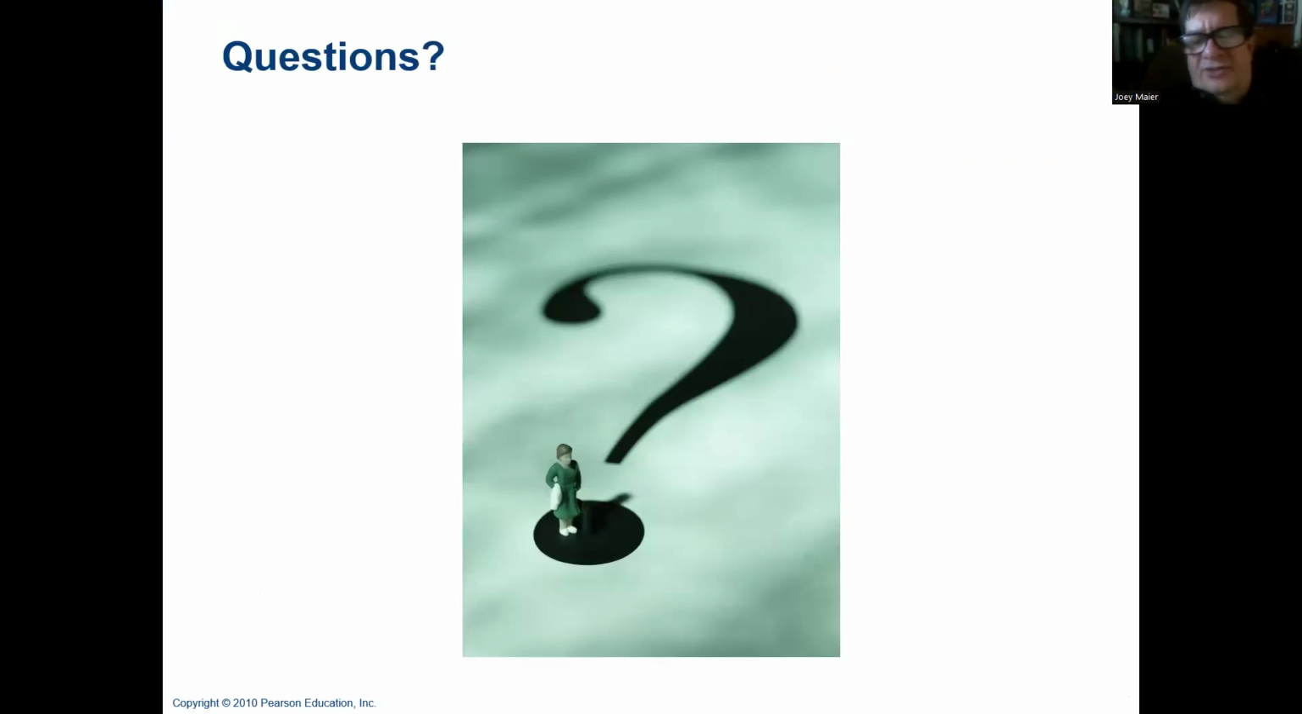All right, that covers homeostasis. It covers the positive and negative feedback systems. It gives you levels of organization. That's the end of the first PowerPoint.